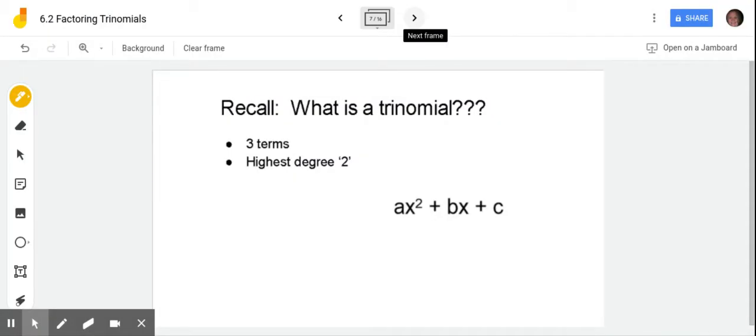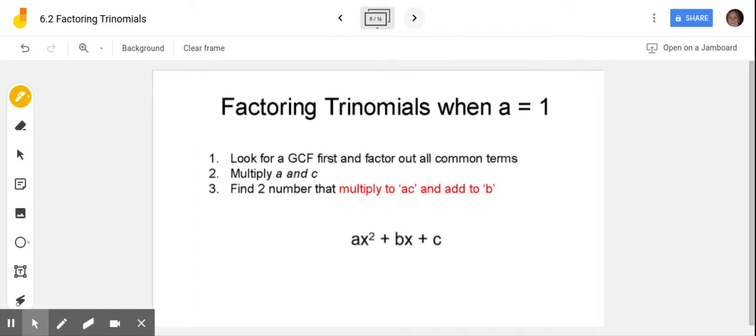Let's think back to what a trinomial was. You learned about polynomials in the first section of this class. A trinomial is something that has three parts, or three terms, with a high degree of 2. That means that you have some kind of squared term. We're going to learn how to factor these trinomials, or get them back to two binomials. We're going to first start with when the leading coefficient, or a, is equal to the number 1.